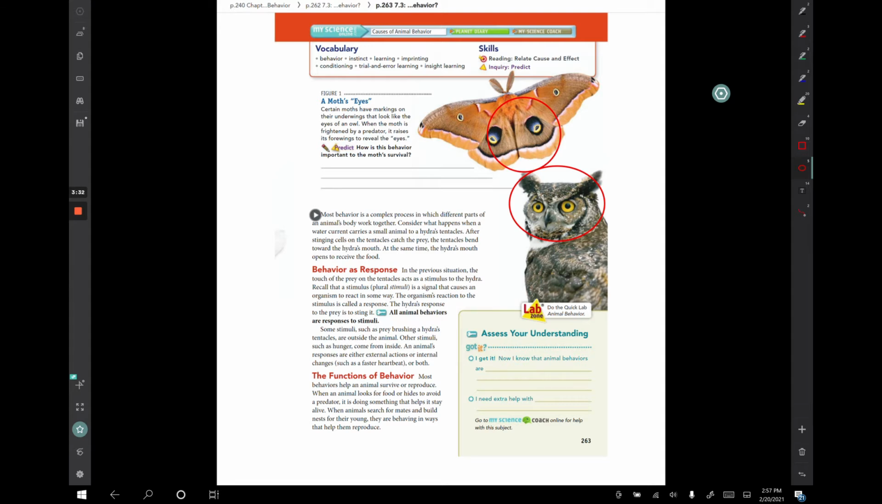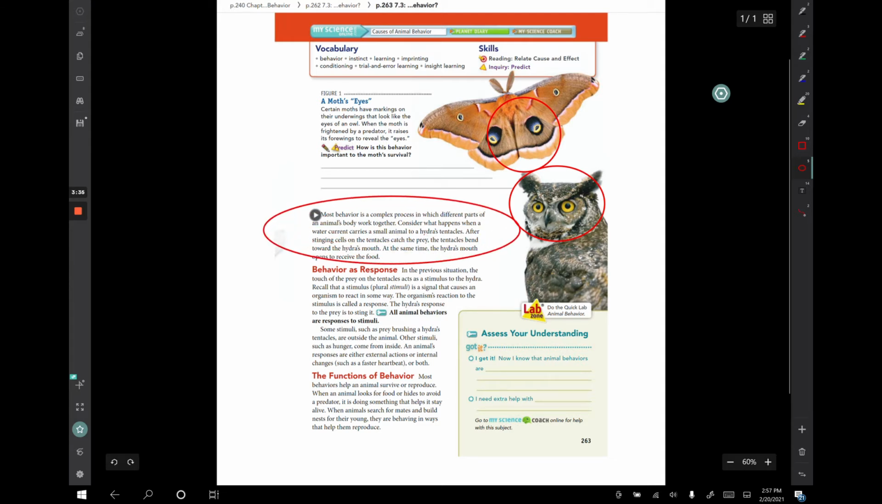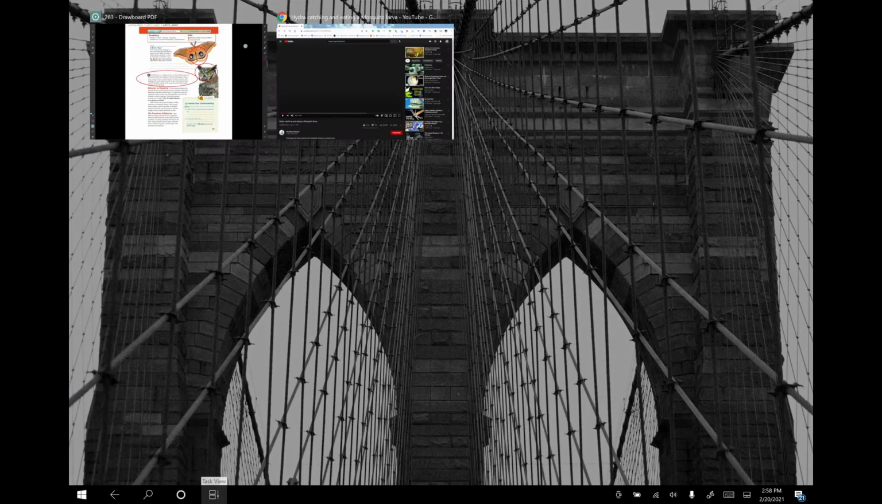But it talks in this section here about how behaviors can be complex, and it uses the hydra as an example. And it says to consider what happens when water currents carry a small animal into the hydra's tentacles. The stinging cells on the tentacles catch the prey. The tentacles then bend toward the hydra's mouth, and at the same time, the hydra's mouth opens up to receive the food. So this is just sort of a behavior that happens when the prey gets close. Everything sort of goes into action. It touches the tentacles, they sting it, they pull it into the mouth, and it eats it.